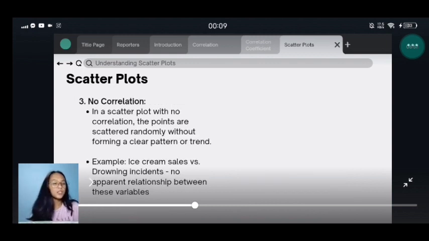And the third one is no correlation or zero correlation, where the points are scattered randomly without forming a clear pattern or trend. In the illustration I showed earlier, the points are scattered. None form an upward pattern or a downward pattern, or they are just steady, with no movement. So the sign of no correlation or zero correlation at all is that no upward or downward pattern of data points forms.